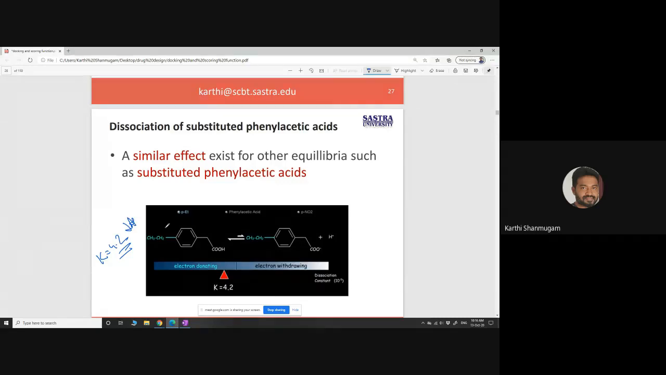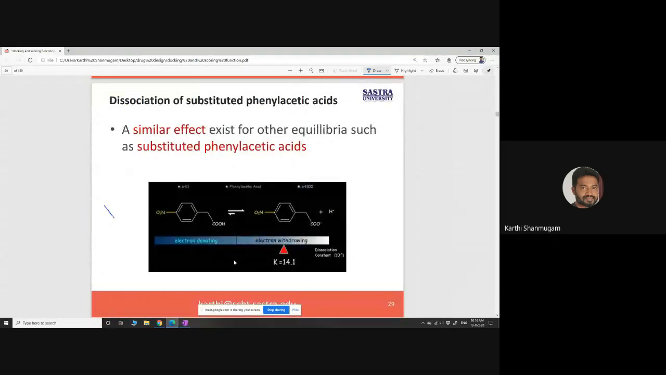Then he went for replacing the hydrogen at the para position by an NO2 group. Again he calculated the K value, and found that the K value is now 14.1. Is this value increased or decreased compared to the unsubstituted phenylacetic acid? Increased. The value is now increased, right? So what is your observation from all the three experiments?